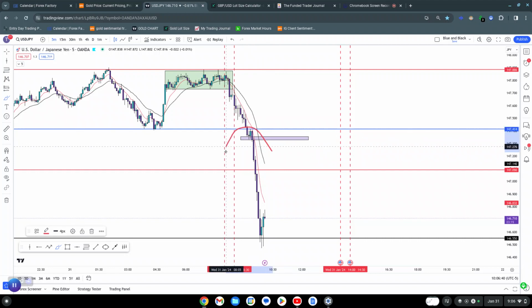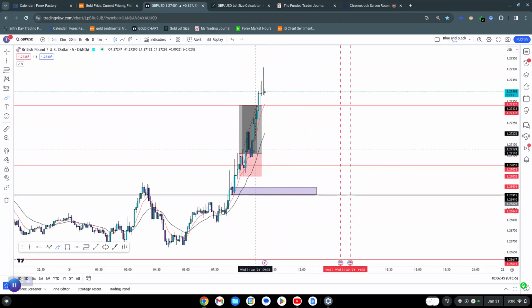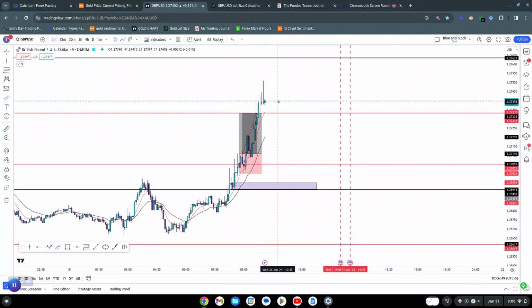So actually 3 mistakes, right? One mistake, mistrade. Another mistake, not risking 1%. And another mistake, not managing my trade very good. Okay, so those are my 3 mistakes for the day.